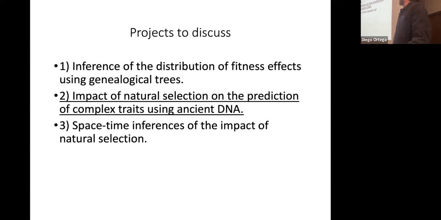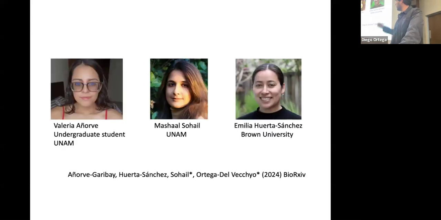Okay, so I want to tell you about some other projects that are going on in the lab. We're looking at the impact of natural selection on the prediction of complex traits using ancient DNA. This is work that has been carried out by Valeria Ñorbe, an undergrad student also at UNAM, in collaboration with Machal Sohail at UNAM and Emilia Huerta Sanchez at Brown.